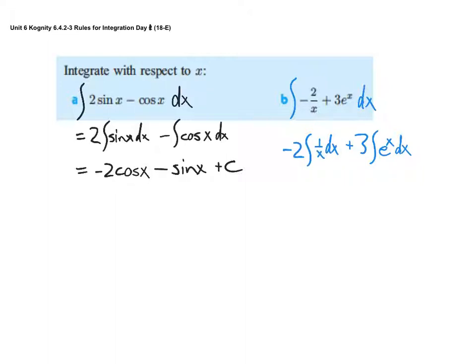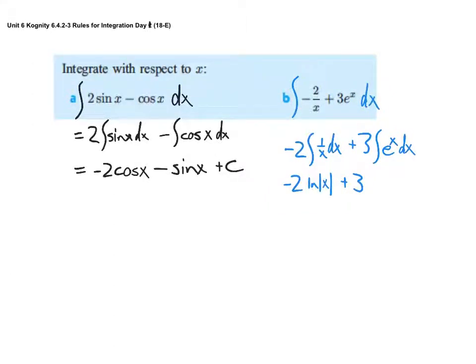The integral of 1 over x dx is what? The natural log of the absolute value plus c. Good. The natural log of the absolute value of x. So I have negative 2 ln of absolute value of x plus 3 times, what's the integral of e to the x? E to the x. And then we got the plus c.